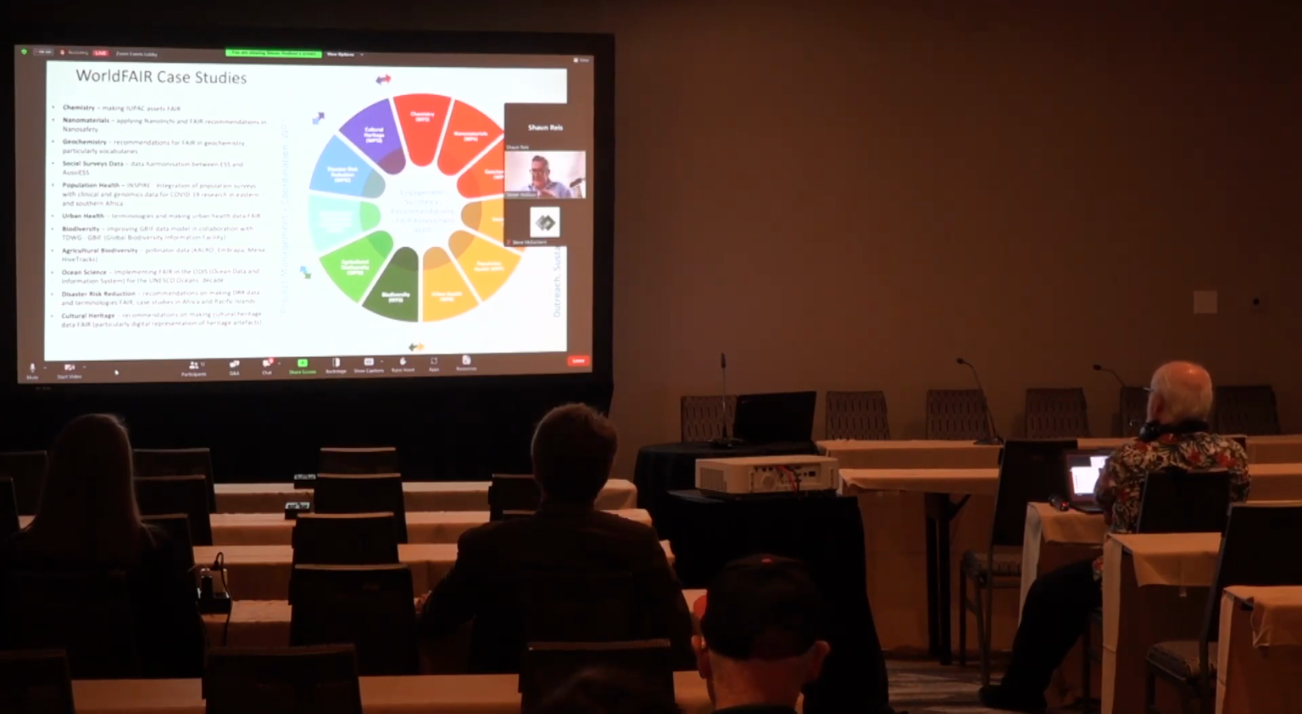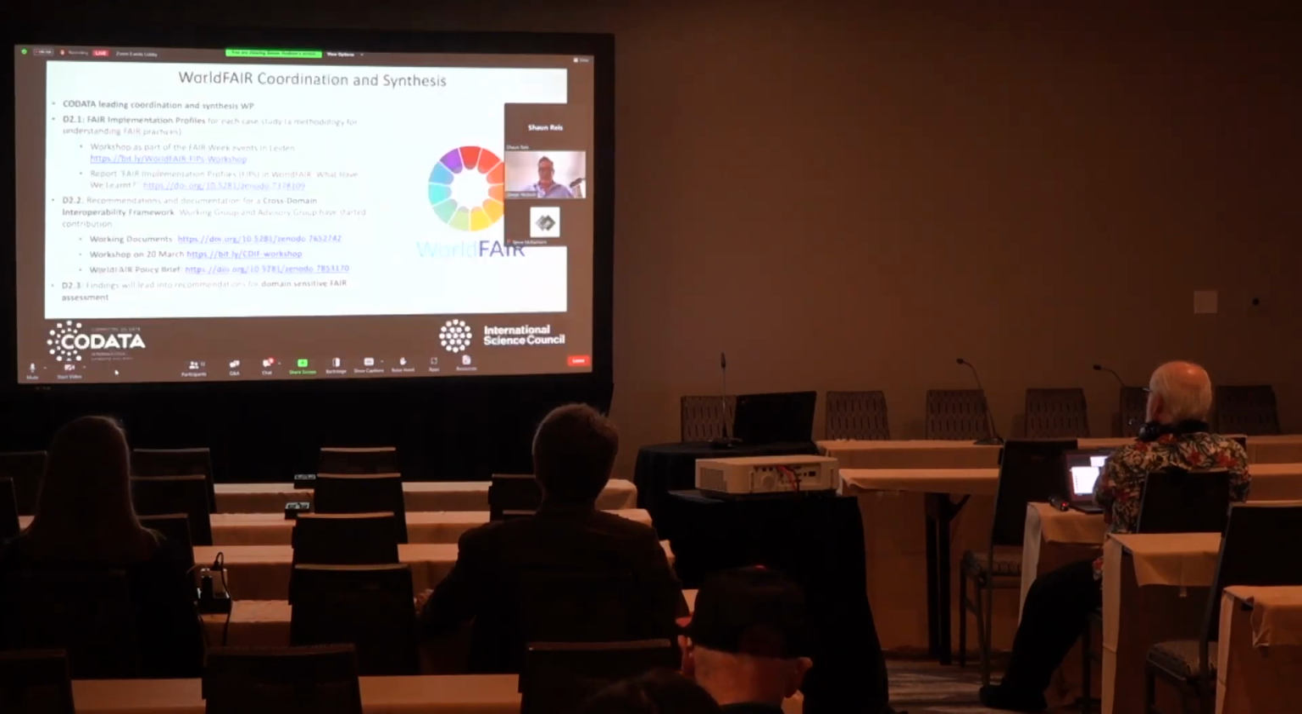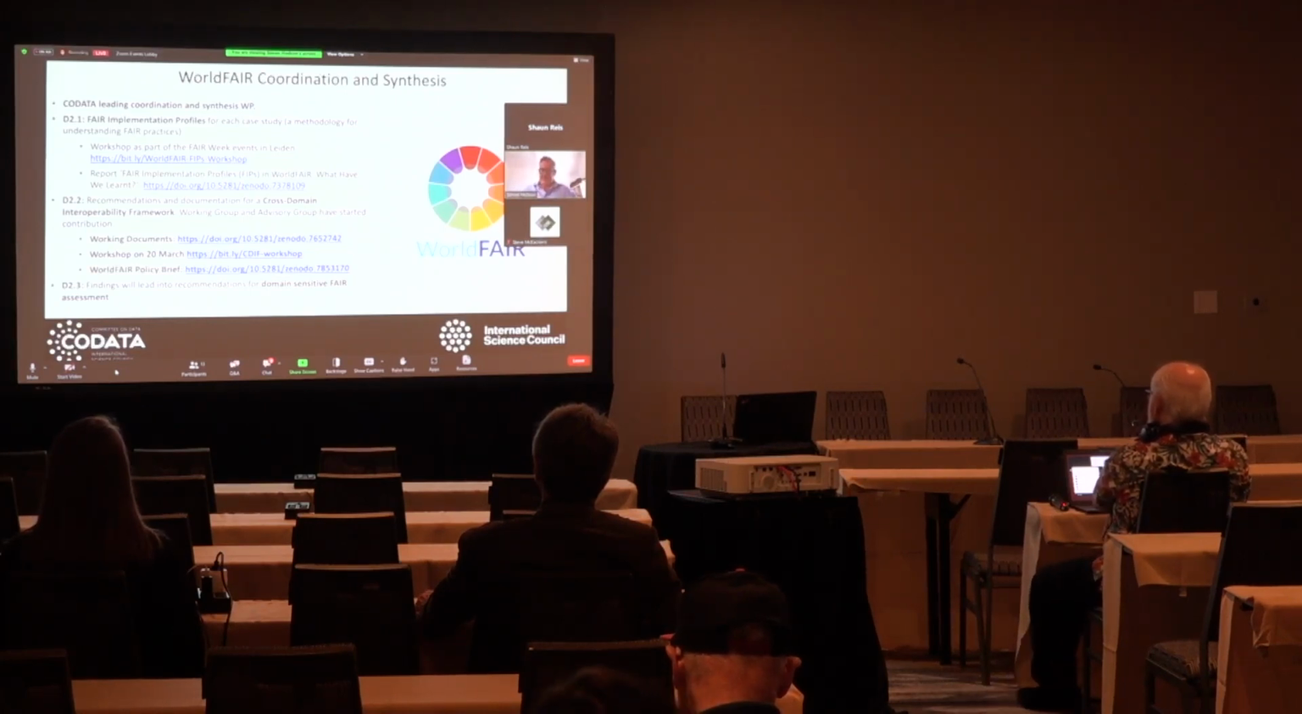And then at the center of that petal diagram, there's the activity led by CoData of engagement, synthesis, and identifying recommendations. In that activity, we've helped the case studies run their fair implementation profiles. We're looking at what's coming out of that, and we're feeding that in to what we call the cross-domain interoperability framework. So here are some of the early outputs from that synthesis activity, a report on the fair implementation profiles activity and the presentations from a workshop we held in Leiden in October 2022.